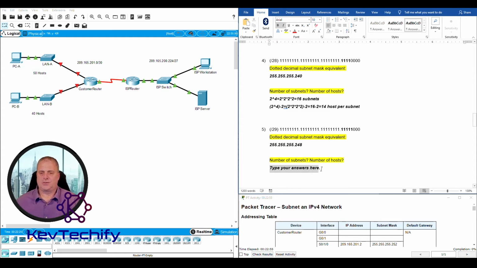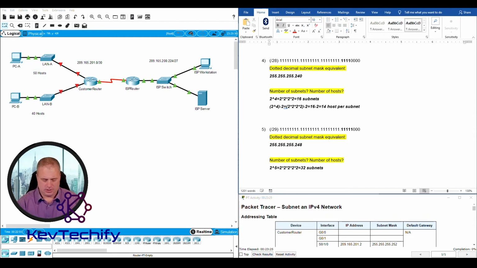Number of subnets. 2 to the number of bits we are borrowing in the network portion. We are borrowing 5 bits. 2 to the 5th, which is equal to 2 times 2 times 2 times 2 times 2. 5 2s. 2 times 2 is 4, times 2 is 8, times 2 is 16, times 2 is 32. 32 subnets. 32 smaller networks in there if we borrow 5 bits.